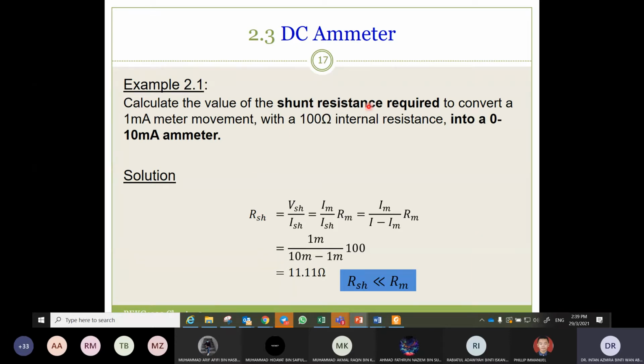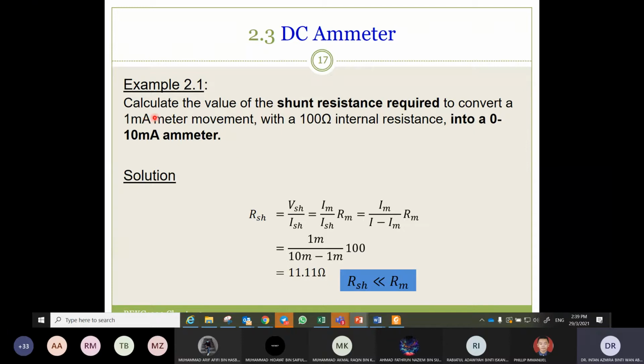Calculate the value of shunt resistance required to convert a 1 milliammeter movement with a 100 ohm internal resistance into a 0 to 10 milliammeter. Imagine that this is a design: you want to design a 0 to 10 milliammeter. So the question is to find R shunt. What is the value of R shunt required to build an ammeter with a 10 milliamp range?